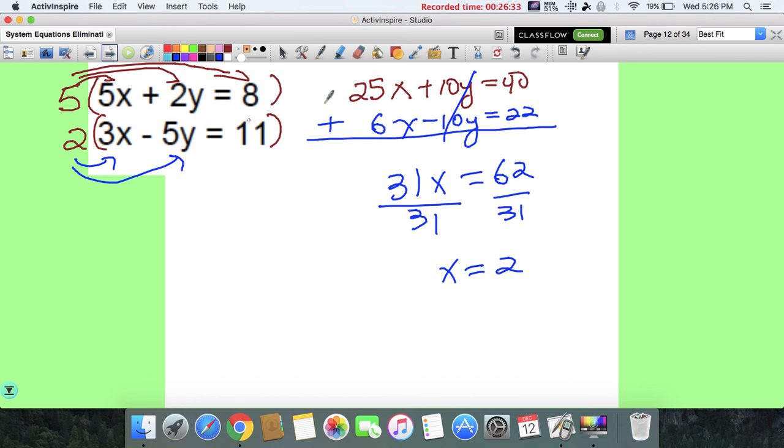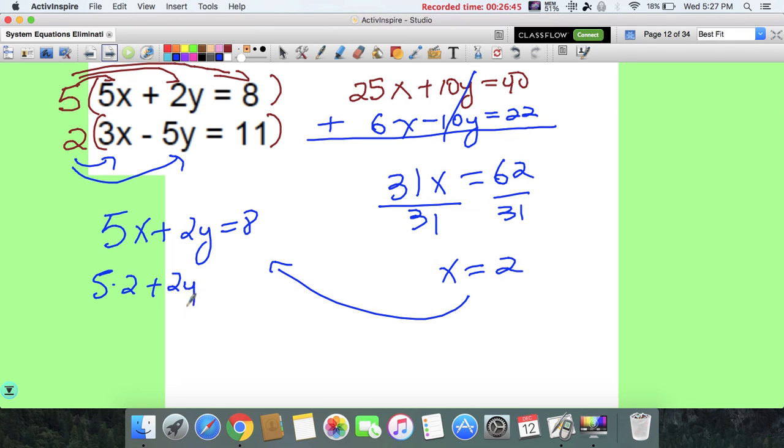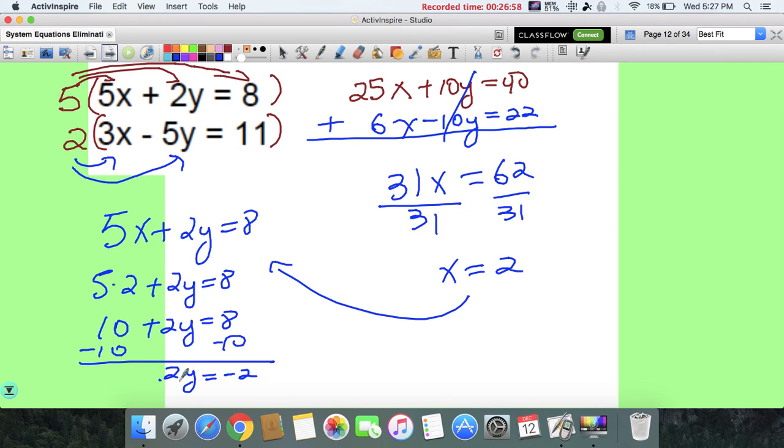Now I get to go here and pick one of these equations. Let me just pick the first one, 5x plus 2y equals 8. In that equation, I'm going to replace the x with 2, so I'm going to get 5 times 2 plus 2y equals 8. 5 times 2 is 10, plus 2y equals 8. I'm going to subtract 10 from this side, 10 from this side, and I'm going to get that 2y equals negative 2. Divide both sides by 2, and y is going to be negative 1. So I found the x coordinate and the y coordinate, and my answer is (2, negative 1).